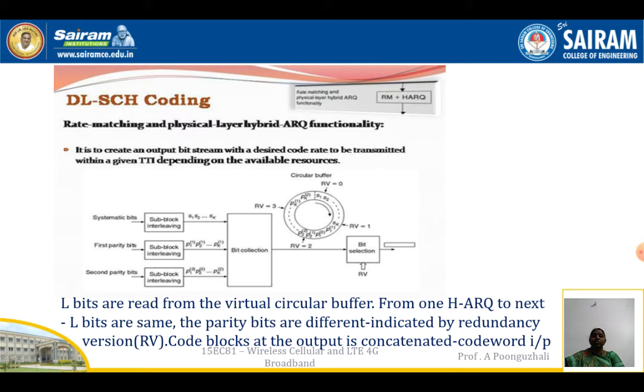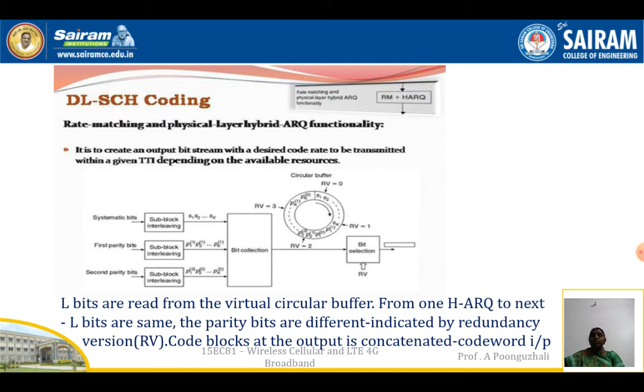It is then given to a bit collection block, which consists of a circular buffer. The output of this bit collection block is a virtual circular buffer, which starts with the systematic bits, followed by the first parity bit and second parity bit in an alternating fashion. These bits will be transmitted from the circular buffer. Once it comes to the end of the buffer, the data bits will be repeated again.